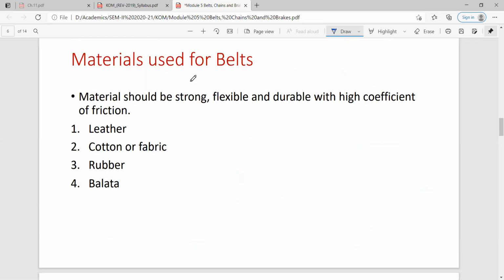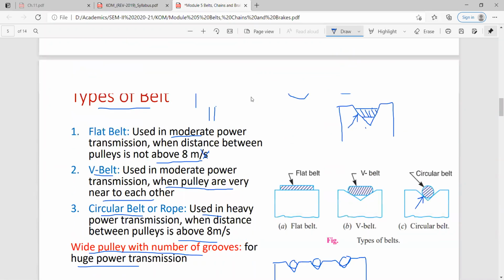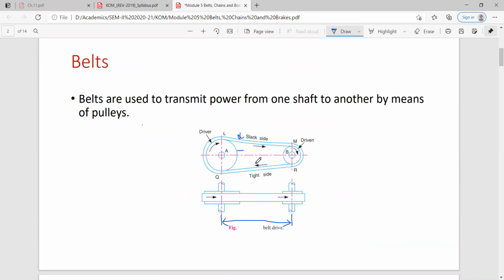Then which materials are used for belts? You know that the material of the belt should be mechanically strong, and should also be flexible, because we have seen that one side of the belt is in more tension. Here on this side there is more tension in the belt, which is why it is called the tight side. The other side of the belt has comparatively less tension, which is called the slack side.